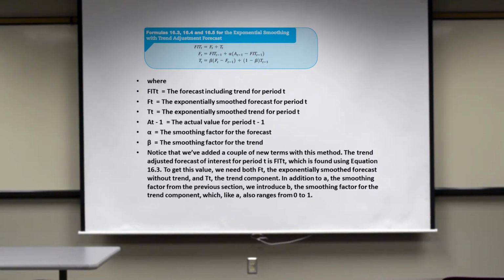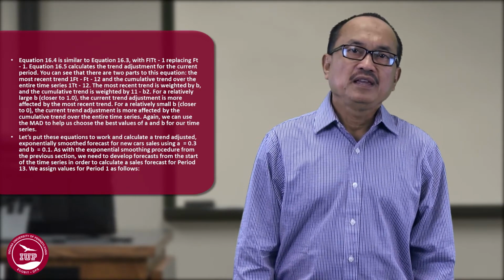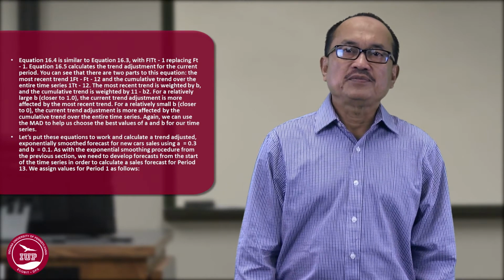Notice that we have added a couple of new terms with this method. The trend adjusted forecast for period T is FIT_T, which is found using equation 16.3. To get this value, we need both F_T, the exponentially smoothed forecast without trend, and T_T, the trend component. In addition to alpha, the smoothing factor from the previous section, we introduce beta, the smoothing factor for the trend component, which like alpha also ranges from 0 to 1. Equation 16.4 is similar to equation 16.2, with FIT_(T-1) replacing F_(T-1).